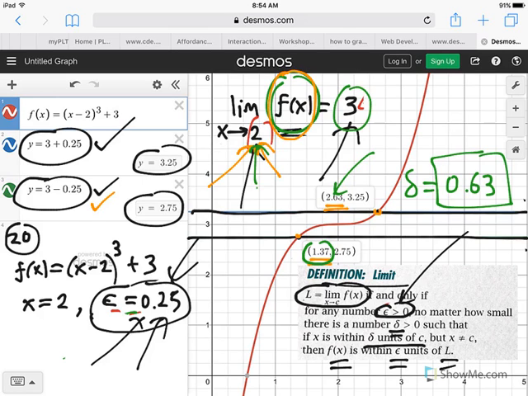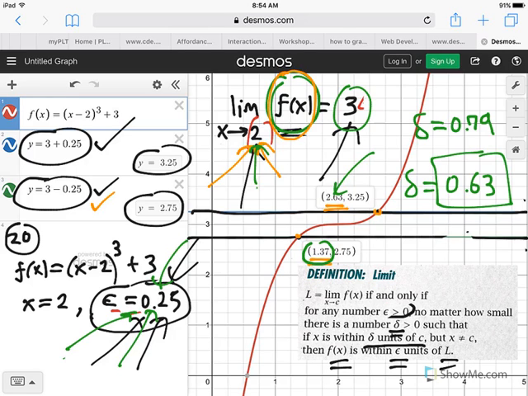And notice that because I made epsilon smaller, delta also became smaller. When epsilon was 0.5, delta was 0.79. When epsilon is 0.25, delta is smaller now. And again, you want to understand what the definition of limit is stating.